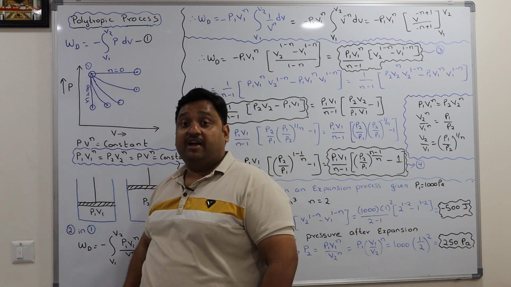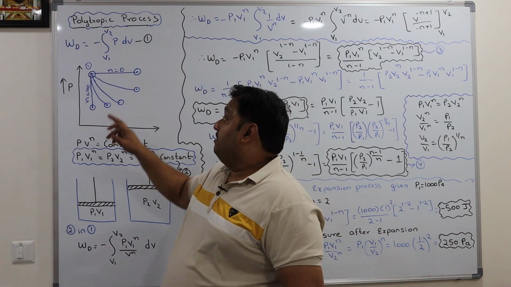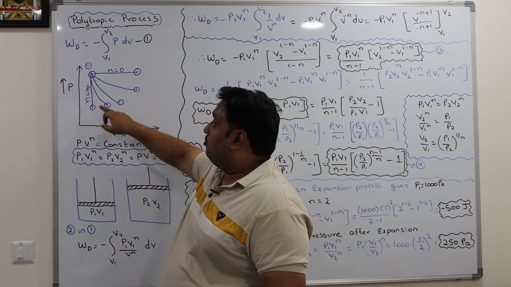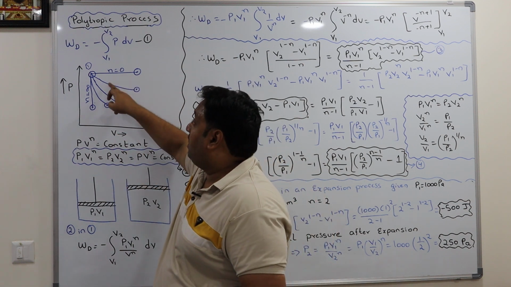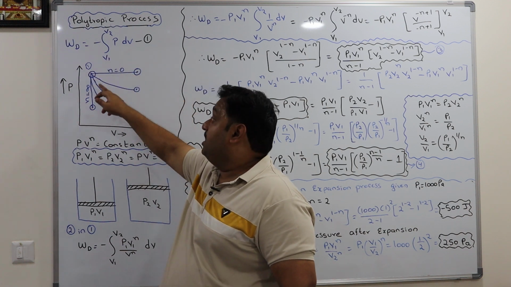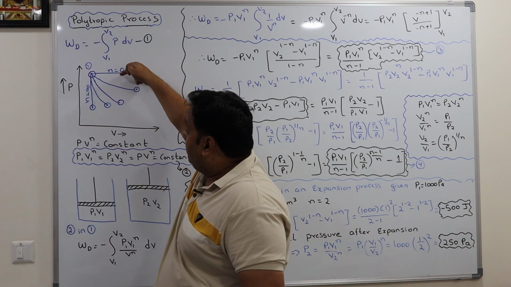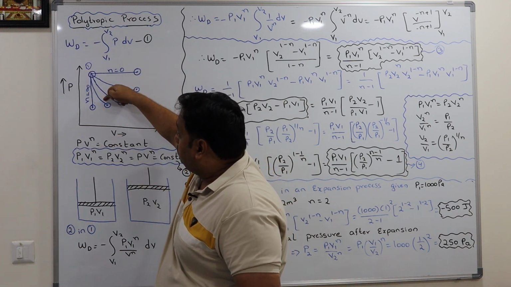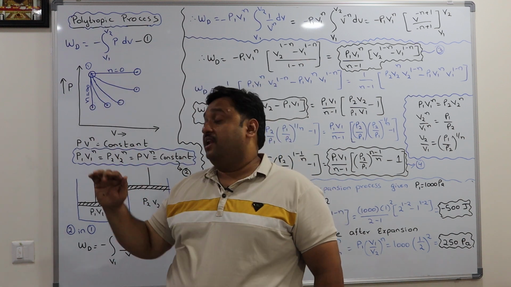n here signifies the polytropic index. The value of n varies from n equal to 0 to n equal to infinity. Depending upon the value of n, the curve is going to change. Here it is n equal to 0 and here n equal to infinity. As the n value increases, the curve tends towards the bottom, shifted towards the vertical line.